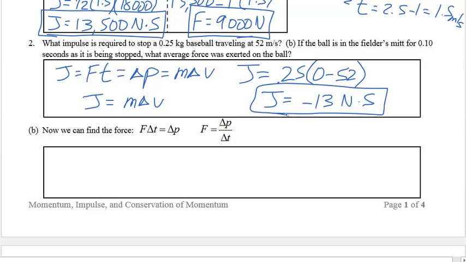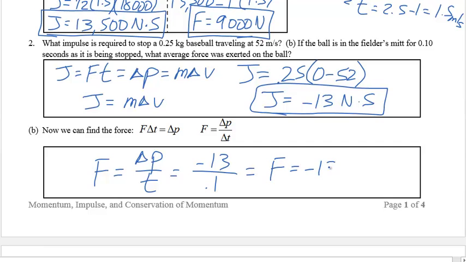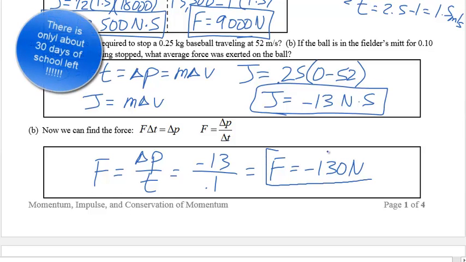And moving on to part B, now we can find the force if they specifically want to know the force. So force is change in momentum over time. That's that equation that Newton came up with. Our change in momentum essentially is the impulse of 13. And we know the time was 0.1 seconds, so we know that the average force was negative 130 newtons.